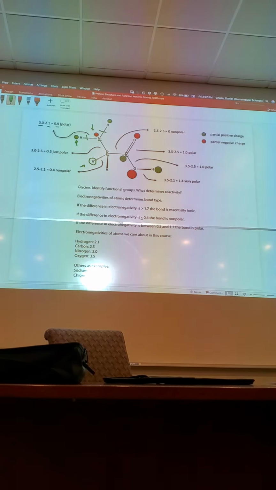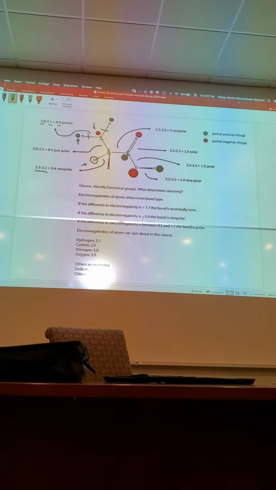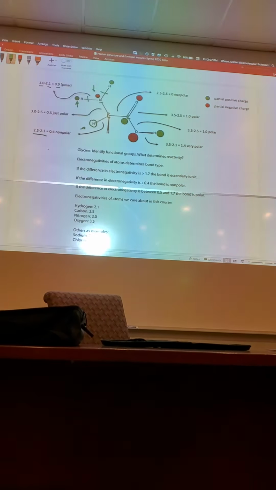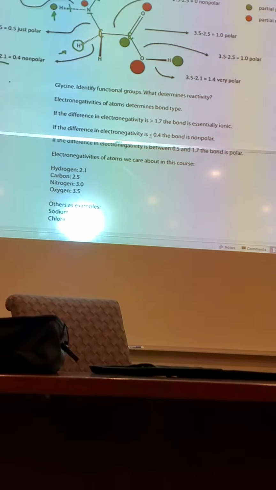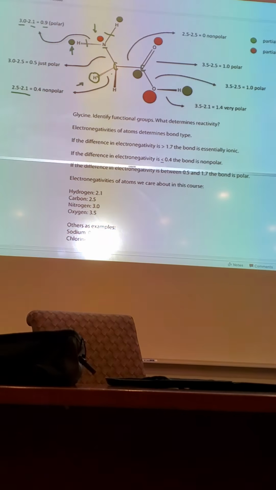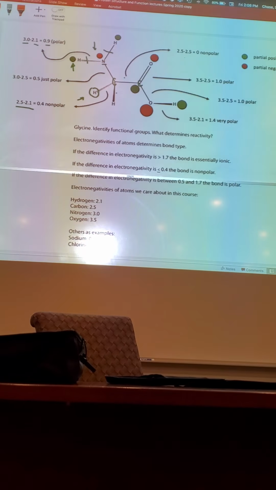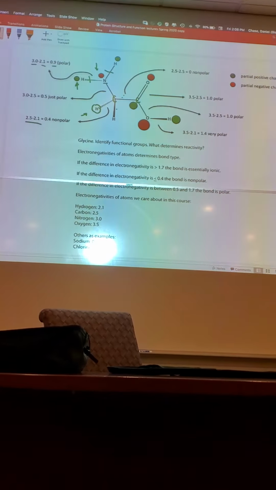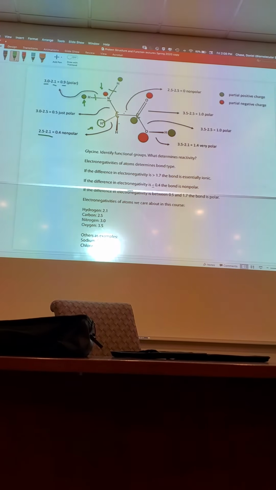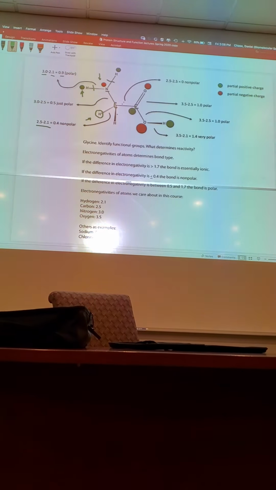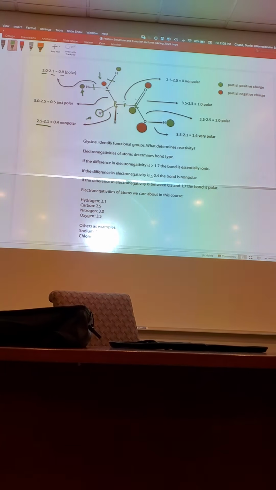What about the carbon-hydrogen bonds? We've already measured those in the first slides. 2.5 minus 2.1, that's 0.4, and therefore nonpolar. There's no partial charge on carbon, there's no partial charge on the hydrogen. Same thing is true for this bond. Carbon-carbon, by definition, if you have two atoms that are the same atom bonded to one another, it must be nonpolar because the difference in electronegativities will be 0. So that's certainly a nonpolar bond here.